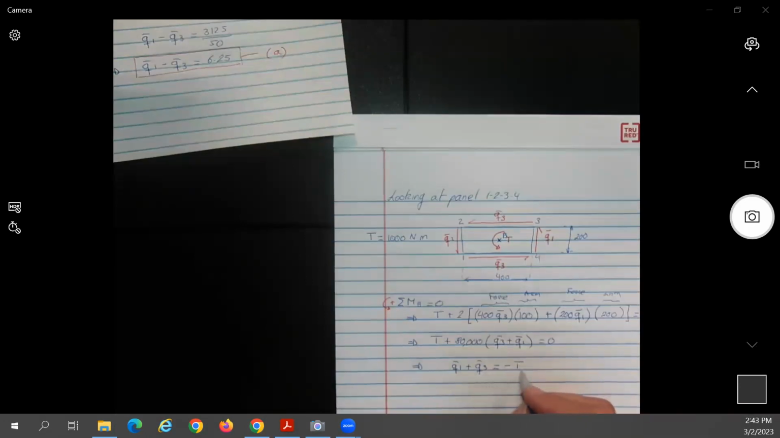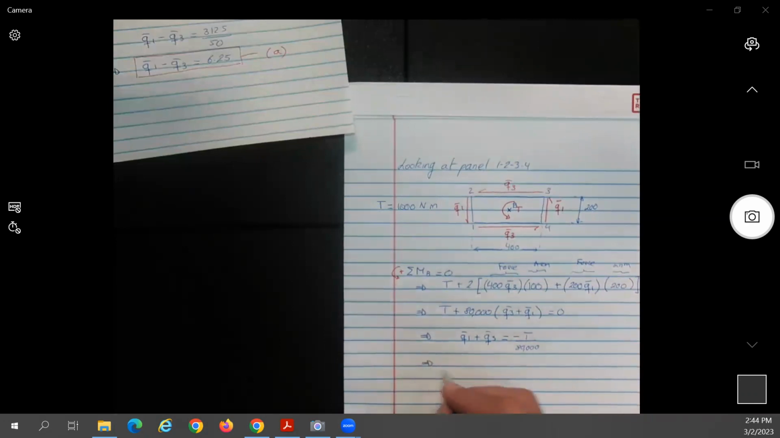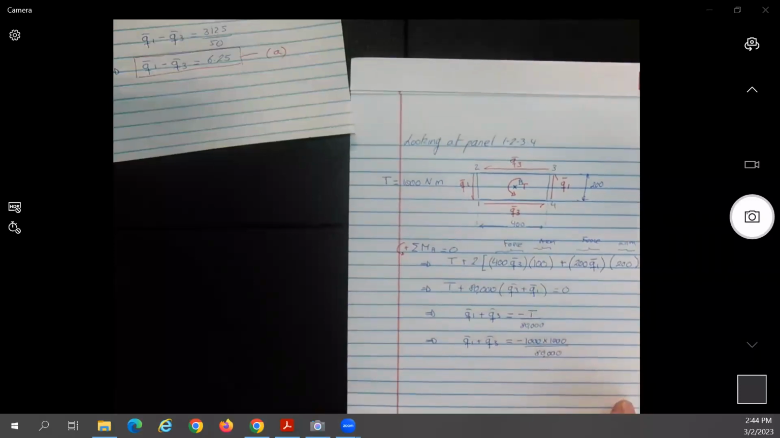Q bar 1 plus Q bar 3 will be equal to minus T over 80,000. Or if we do the numerical application, this gives you Q bar 1 plus Q bar 3 times minus what is 1,000 times 1,000, because we transform the meters into millimeters, okay, divided by 80,000. And if you do this calculation, you get Q bar 1 plus Q bar 3 equal to negative. And let's call this equation B.